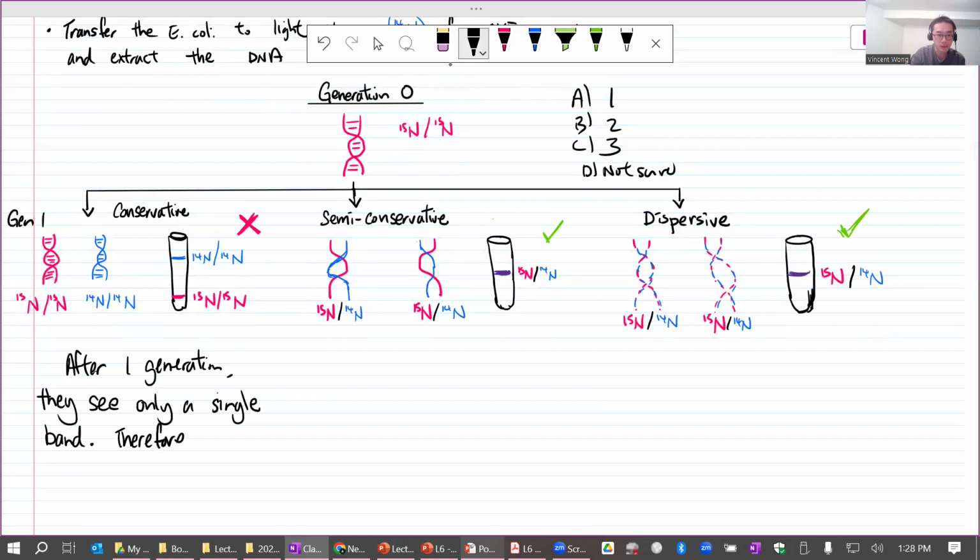Therefore, the conservative model is incorrect. If it's the conservative model, they should have seen 2 bands. They did not. There was only 1 band. So that means it's either semi-conservative or dispersive, but they can't tell which one it is at this point. But for sure, it's not conservative. They did not see 2 bands.